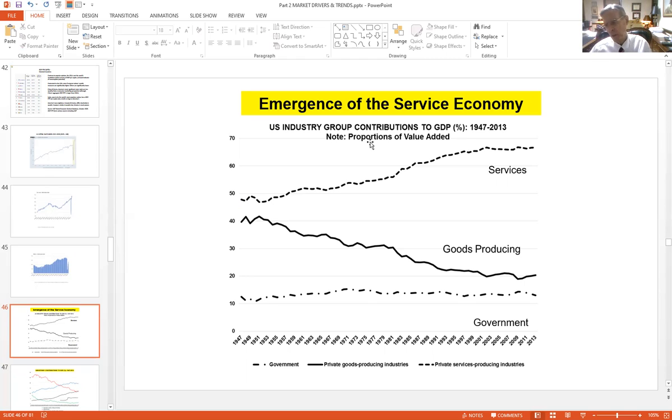And yes, both of these have grown because what you see in this chart is a proportion of GDP. So about 2/3 of the GDP in the US is attributable to services, only about 20% to goods, and then another 10% or so to the government.